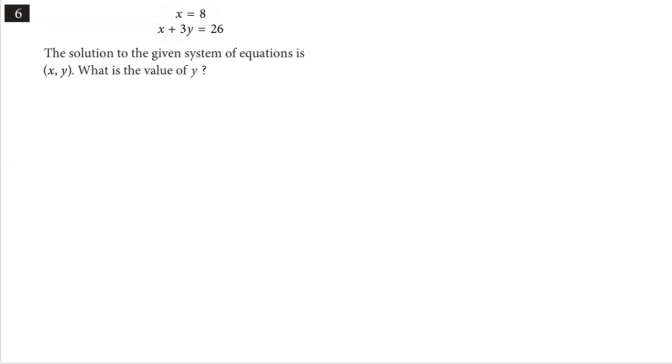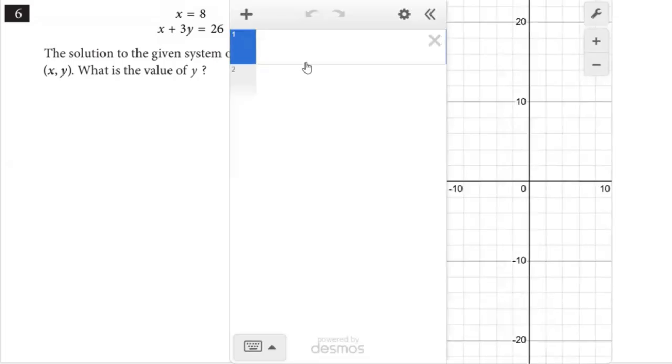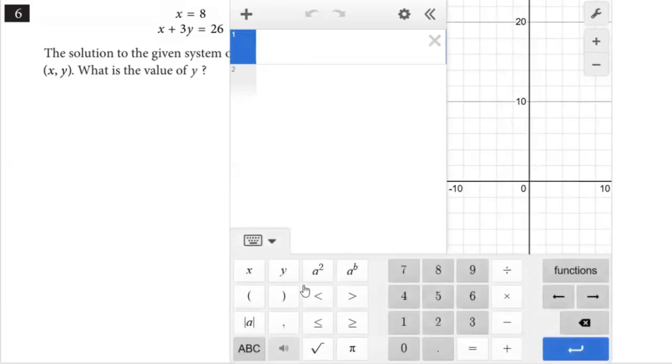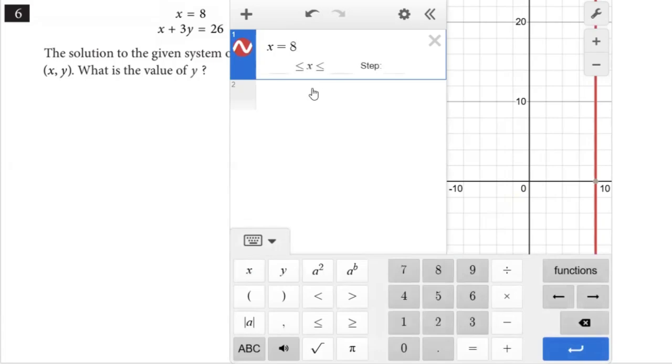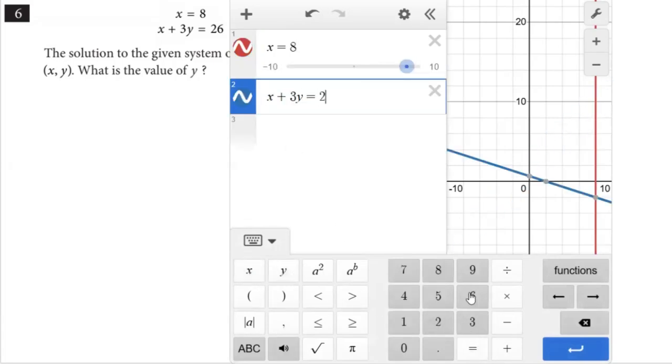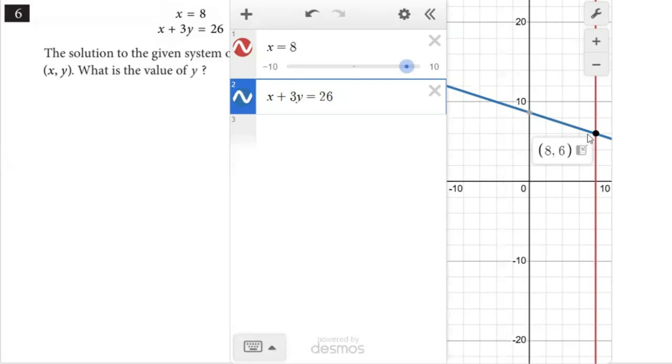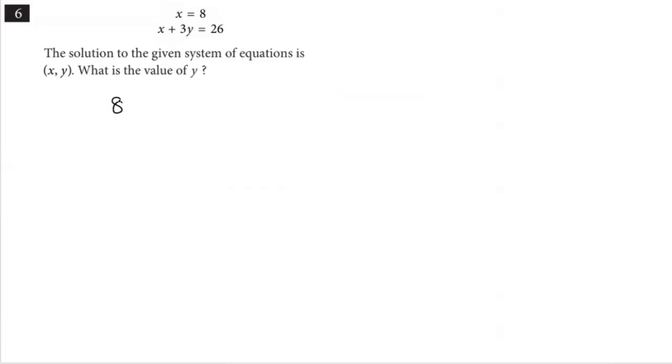Question 6. The solution to the given system of equations is (x, y). What is the value of y? We have a linear system. You can either substitute x = 8 and solve for y. I'm going to be using the graphing calculator for this one. So let's go. I can put x equals 8, and the next one is x plus 3y equals 26. Let's get the point of intersection. So (8, 6) is the correct answer, but I need the y coordinate, so y is going to be 6.